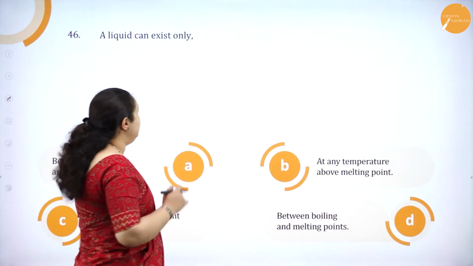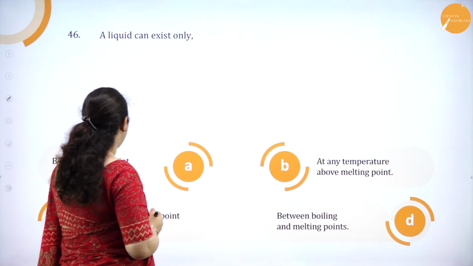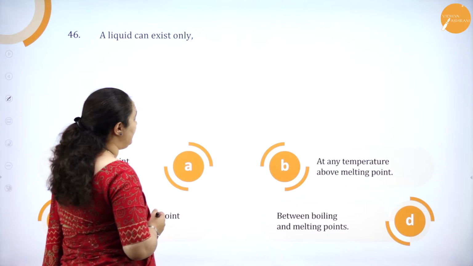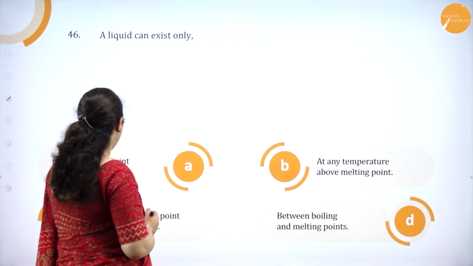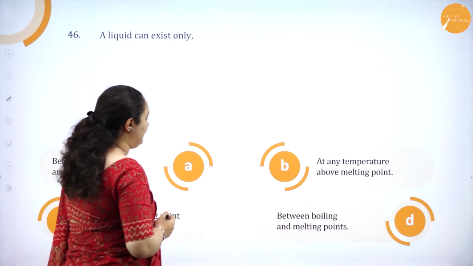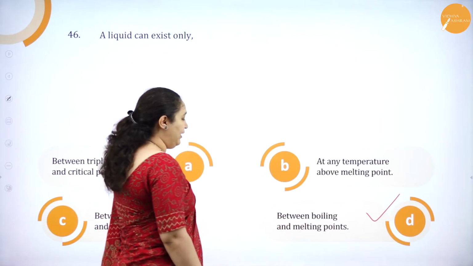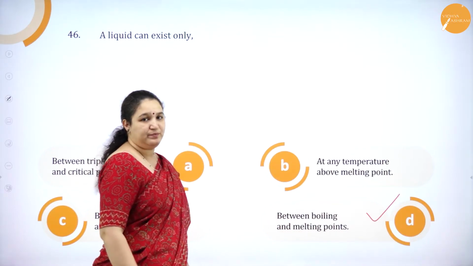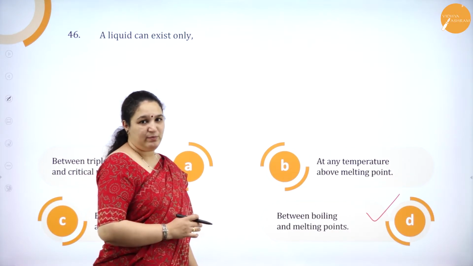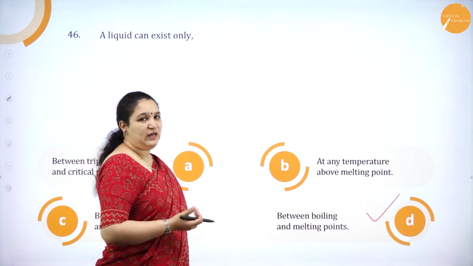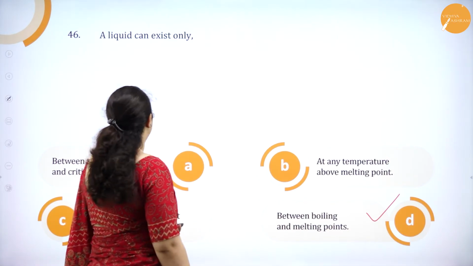46th question. A liquid can exist only between triple point and critical point, at any temperature above melting point, between melting point and critical point, and between boiling and melting point. The correct answer is between boiling and melting point. See, below melting point it is a solid, above boiling point it is in the vapor phase. So in between that liquid can exist. Okay. So the next question.